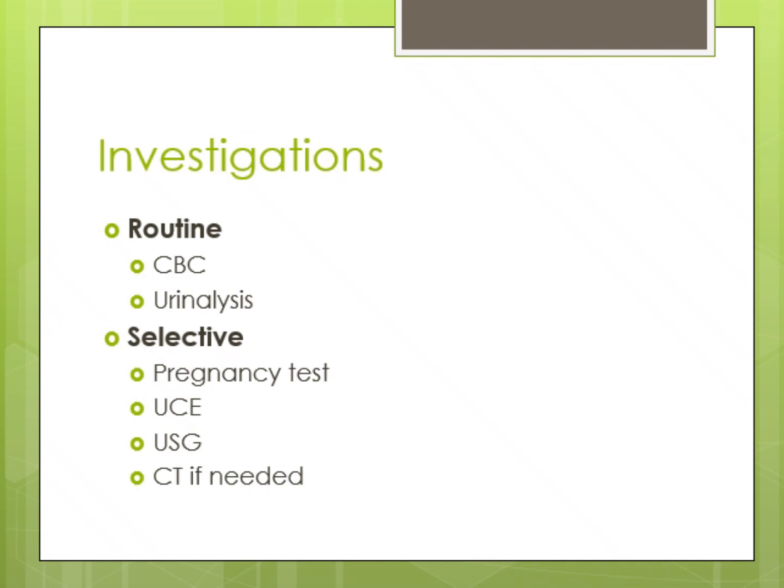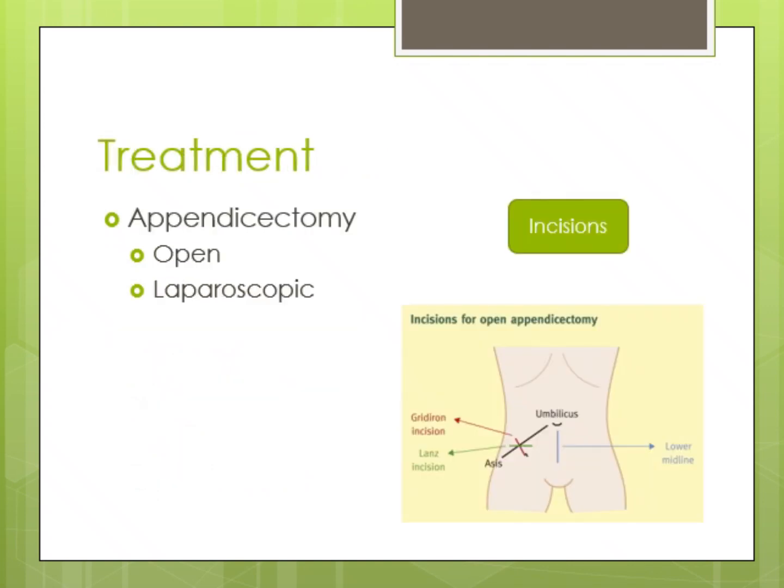Basically, acute appendicitis is a clinical diagnosis. It's a history and examination based diagnosis. But in few cases, when there is a diagnostic difficulty, then CT scan may be required. After diagnosis has been made, the definitive treatment of acute appendicitis is surgical, and that is achieved via appendectomy, which may be done via open approach or laparoscopic approach.